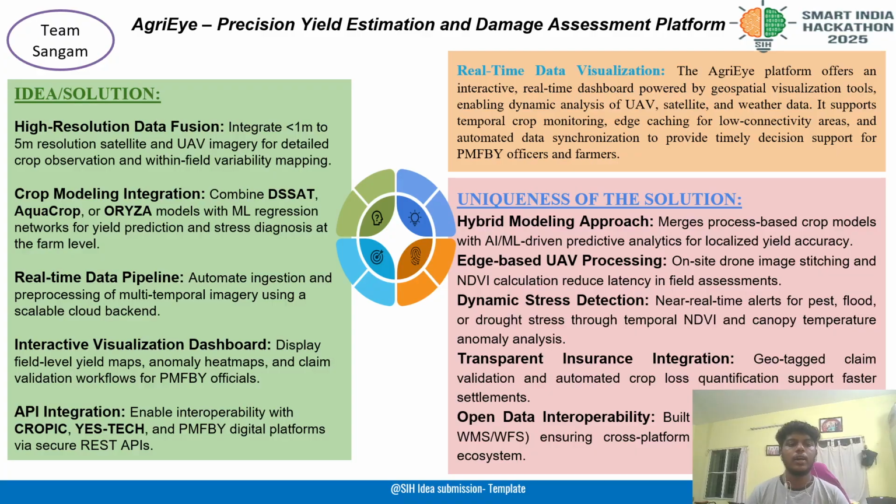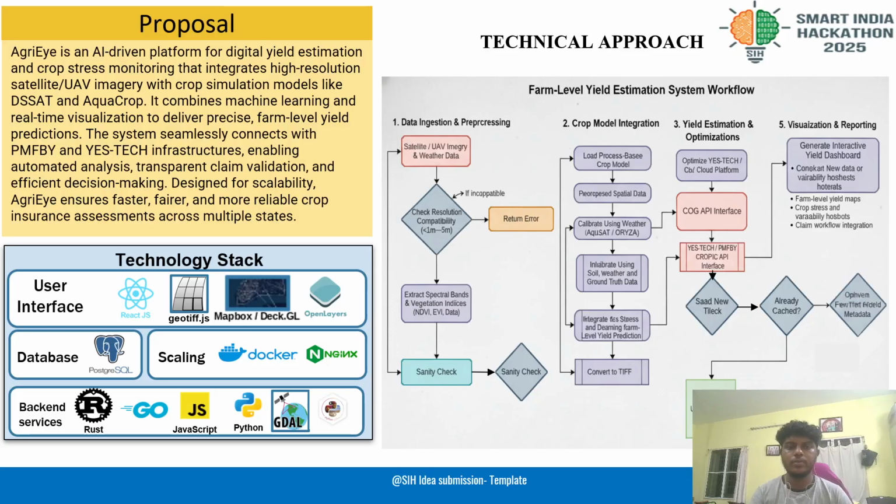Why it's unique? A hybrid model approach based on AI/ML gives accuracy and generalizability. What will happen: edge-based UAV and NDVI on-site processing for what type of crop is optimal, dynamic processing of the NDVI and canopy temperatures, transparent insurance integration, geotagged plots, quantifiable loss, what will happen, how it will happen, we can track everything. And that's what is unique about what we do.